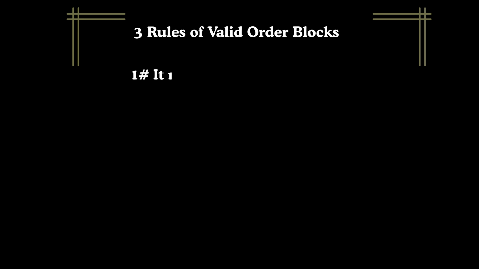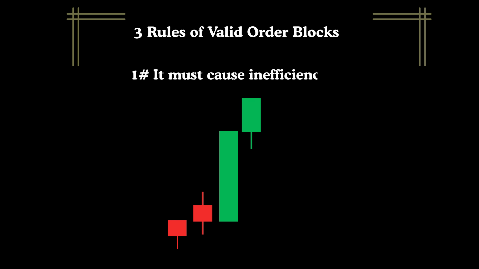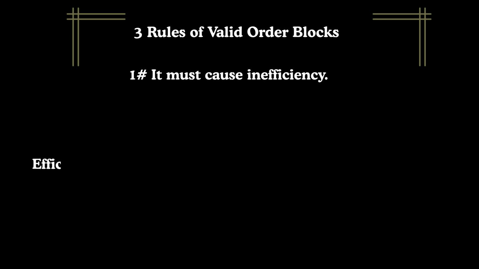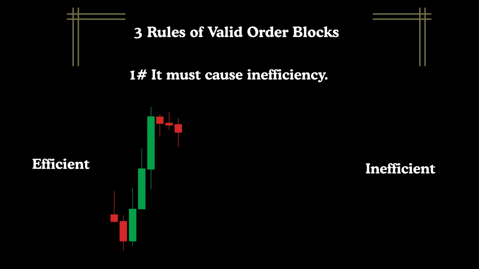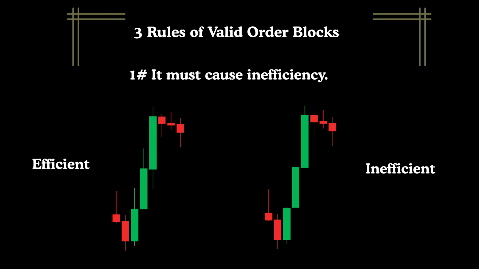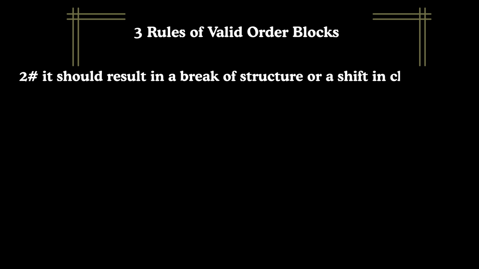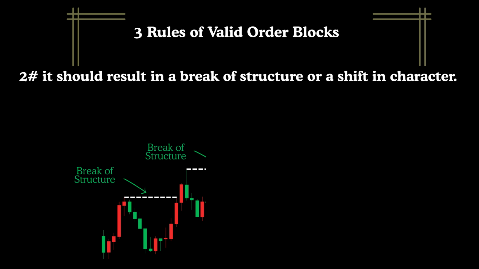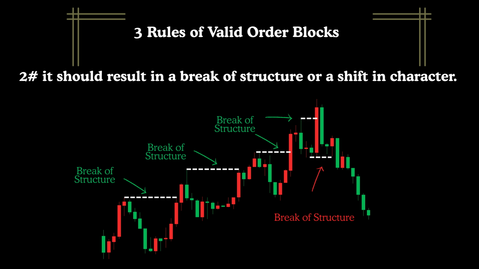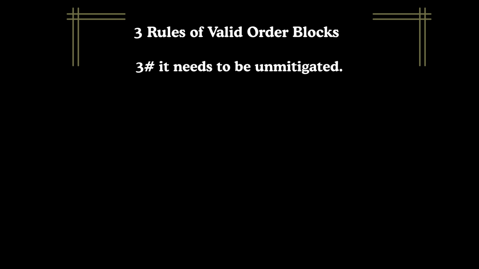The first rule is that it must cause inefficiency. Inefficiency happens when a sharp price movement creates visible gaps between the wicks. Here are some examples showing the difference between efficient and inefficient price moves. Second, it should result in a break of structure or a shift in character. A break of structure or change of character is the initial sign that the market is revealing its intention, either to maintain the current direction or to reverse. Third, it needs to be unmitigated.